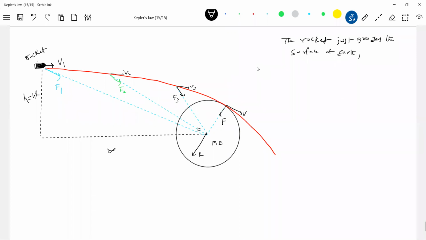Justify my path. Nobody will tell you the path. You are supposed to make a guess.